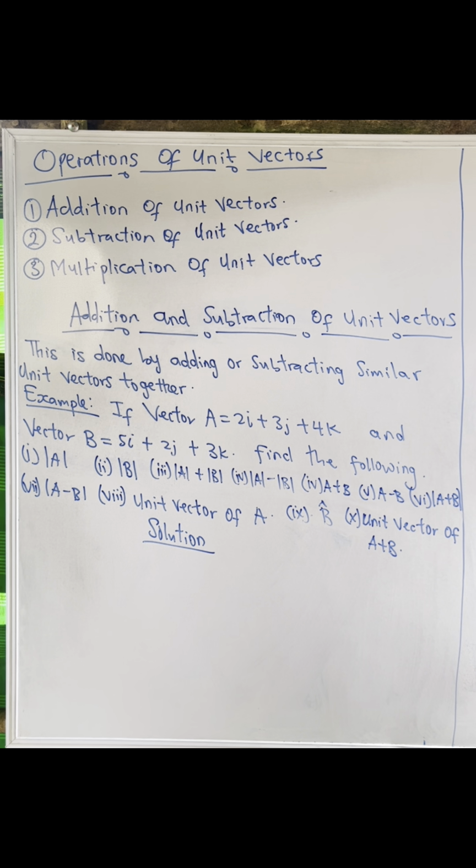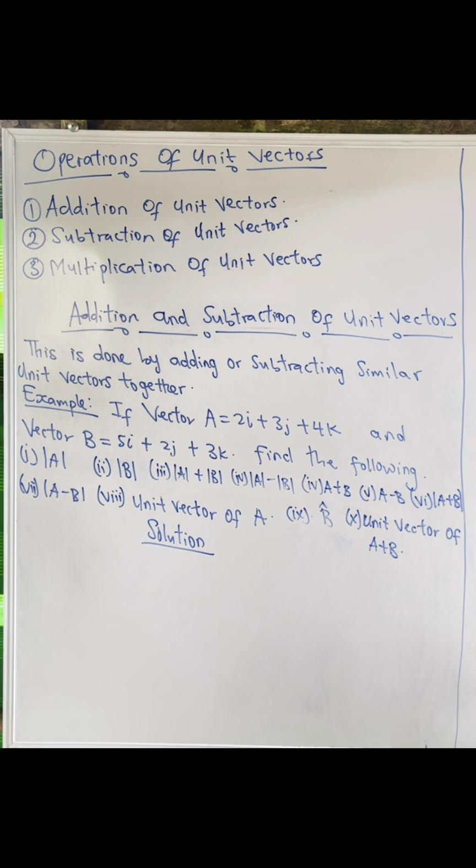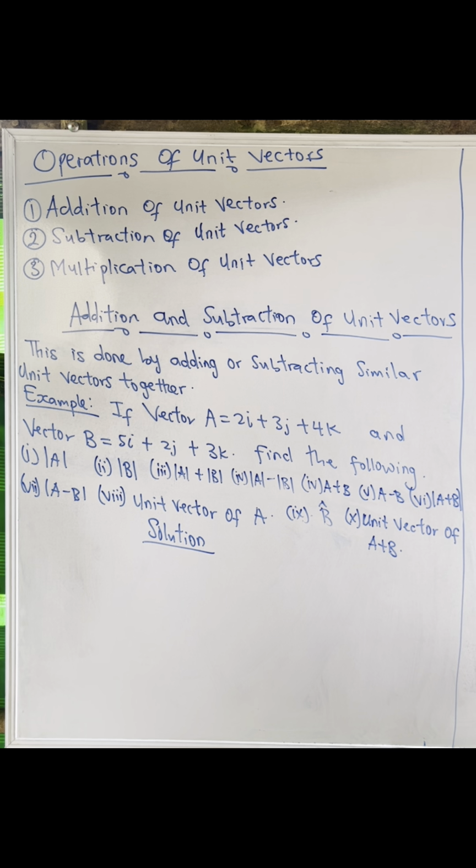The example is that if vector A is equal to 2i plus 3j plus 4k, and vector B is equal to 5i plus 2j plus 3k, find the following. These are the various types of questions you might be asked in this particular question. Find the following: magnitude of A, magnitude of B, magnitude of A plus magnitude of B, magnitude of A minus magnitude of B, A plus B, A minus B, magnitude of A plus B, magnitude of A minus B, unit vector of A, B cap. Don't forget that B cap simply means what? Unit vector of B. And also unit vector of A plus B. Now, guys, let's look at the solution.